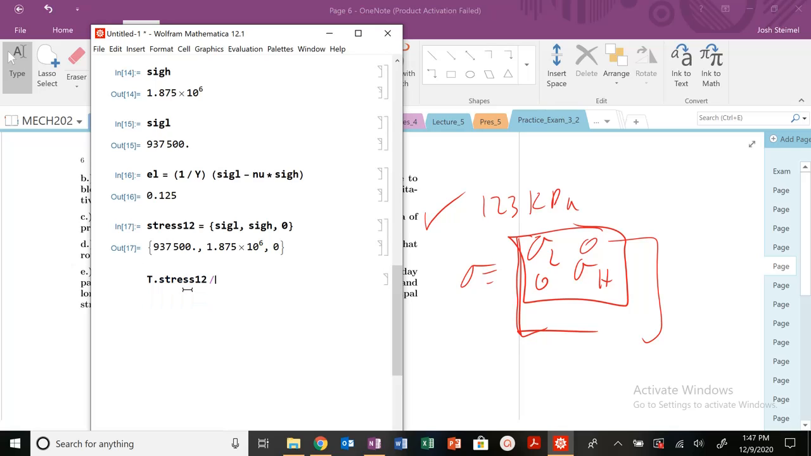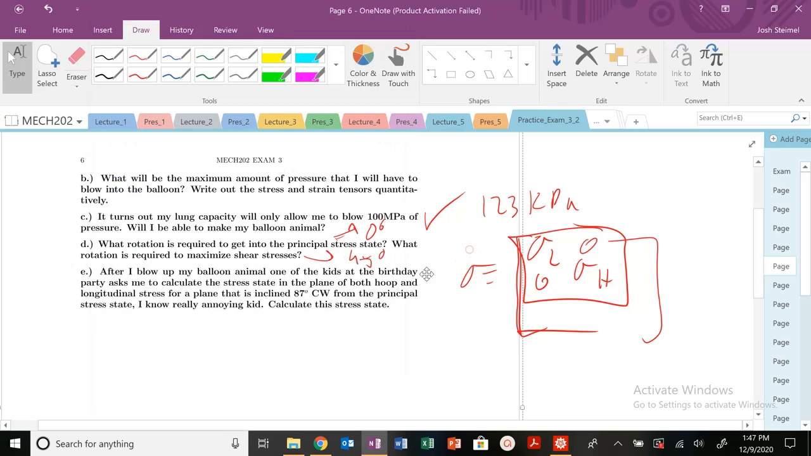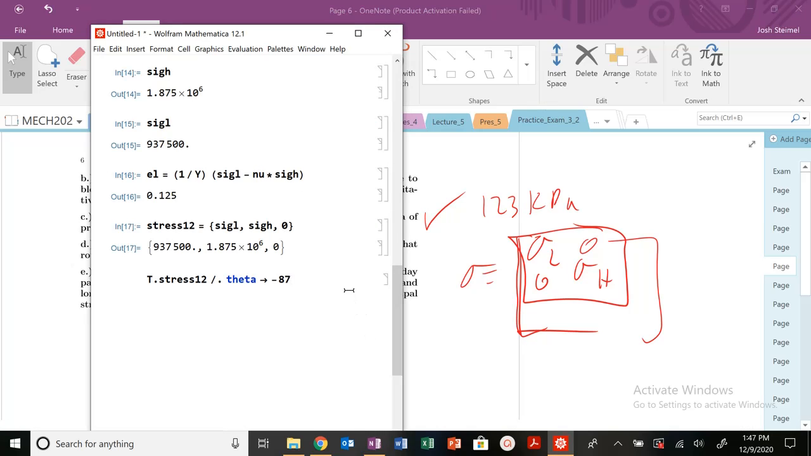So now all we have to do is just do T stress 1-2. We're in the principal stress state, so we're rotating. We need to see when theta goes to minus 87. Why minus 87? Because this problem says not counterclockwise, but clockwise. That is a negative rotation. So that's it. That's the value that you'd get. And if you wanted, for example, the maximum shear stress value, this is just a fun extra, you don't have to.